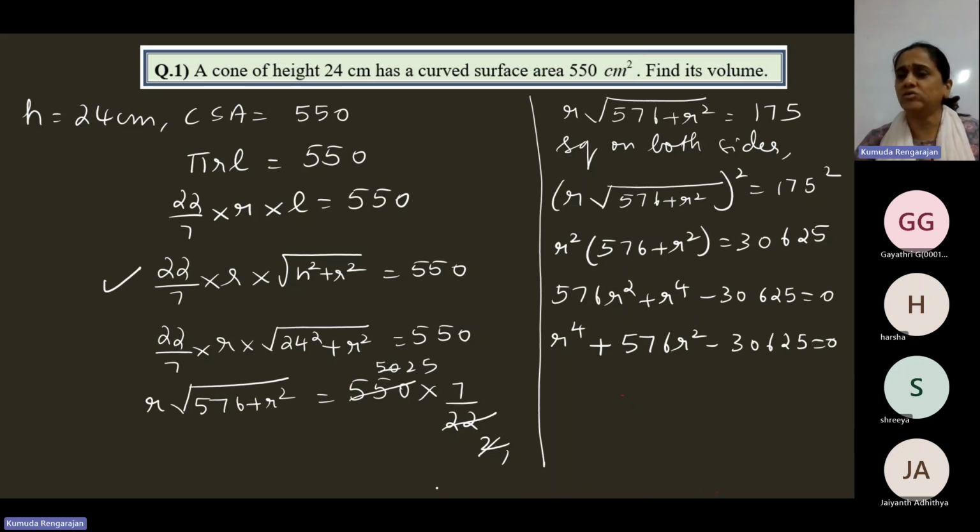You can solve it like you solve a quadratic equation by splitting the middle term and find the two values of r. Okay, it's time. I'll leave you with this. So you'll get two values for r. Mostly one will be negative, so leave the negative one. Go with the positive value for r. And then you'll have to find the volume, 1 by 3 pi r square h.